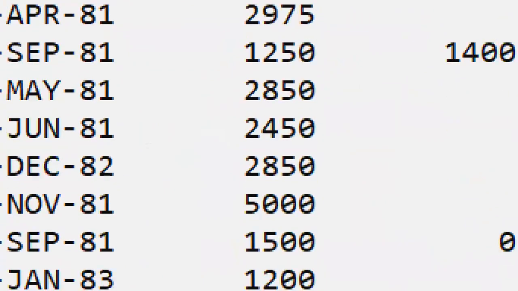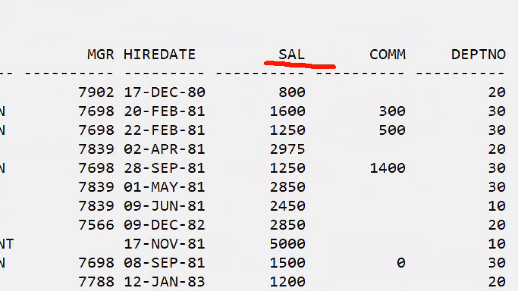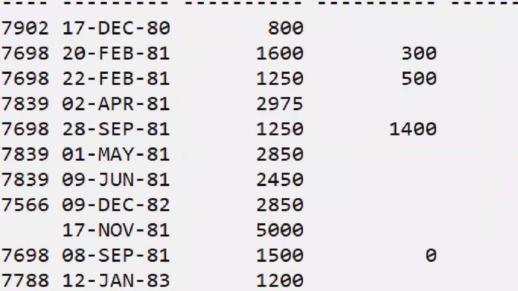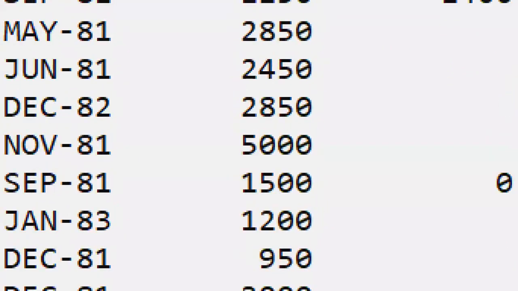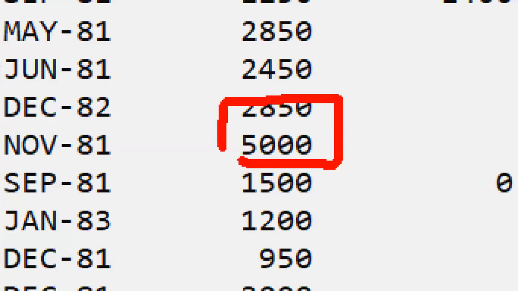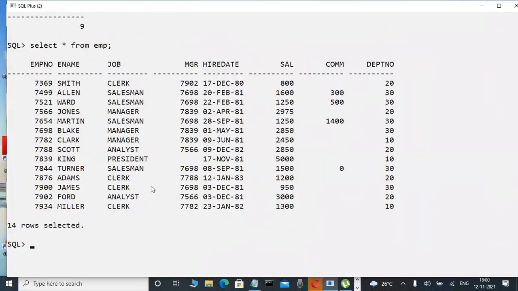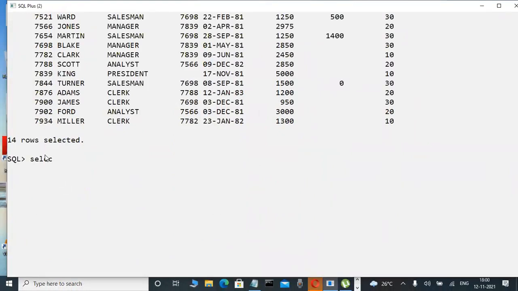Some salaries are there. Which one is the greatest salary? Now observe the screen. Greatest salary. Yes, here, maybe 5,000 is the greatest salary. I want to display this greatest salary from this EMP table. How can I? Fast, tell me. Very good. Select greatest of which column? Salary column from EMP. What is the output?